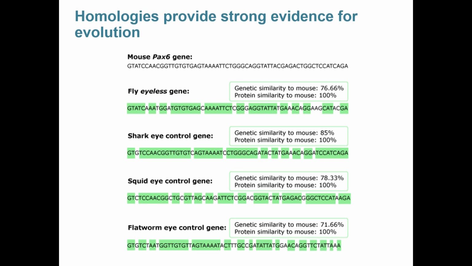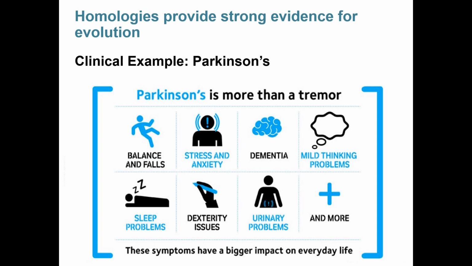Let me give you another example. We'll talk about a disease that affects some individuals. It's called Parkinson's. Parkinson's is usually associated with a tremor, but it actually causes a lot of other symptoms.